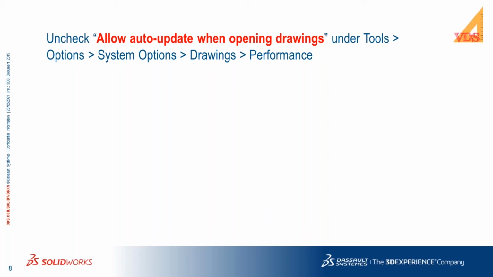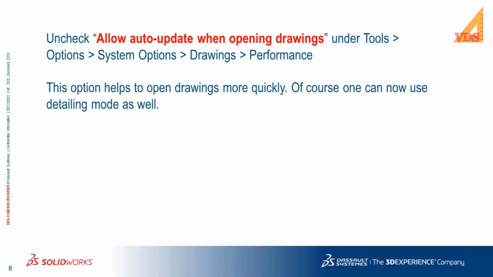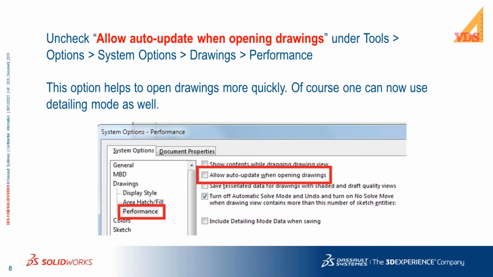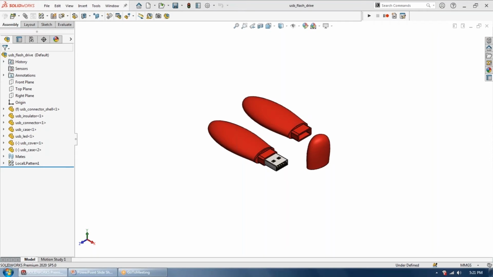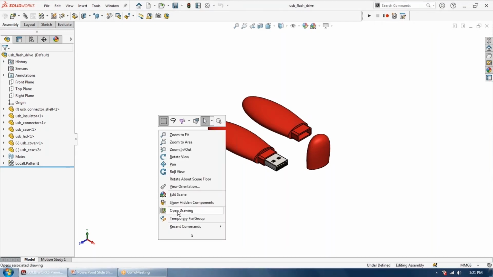When you don't have this option checked, SolidWorks will prompt you asking whether you want to update. So if you click no, it will not update the view, and that means your drawings will be opening faster. So let's see one of such drawings. In this assembly, I had made some changes, and now let's open the drawing.